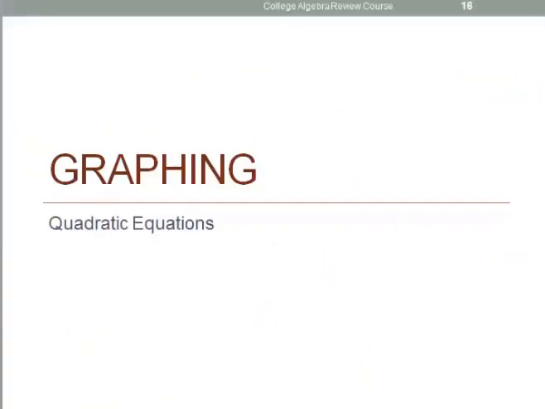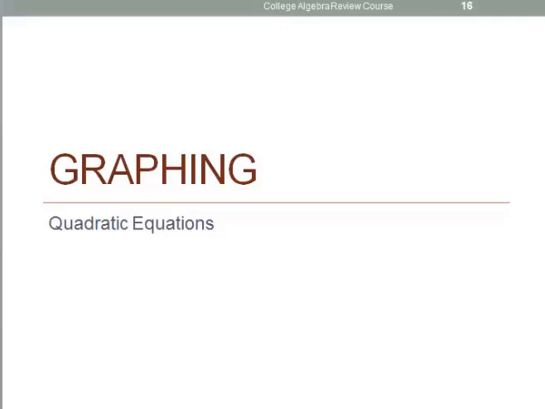Let's head back to graphing now for a little bit, and now we're going to talk about graphing quadratic equations. Before, we used graphing to graph linear equations, which means equations that gave rise to a line. That worked when there were no squares involved. Everything was just y equals mx plus b.